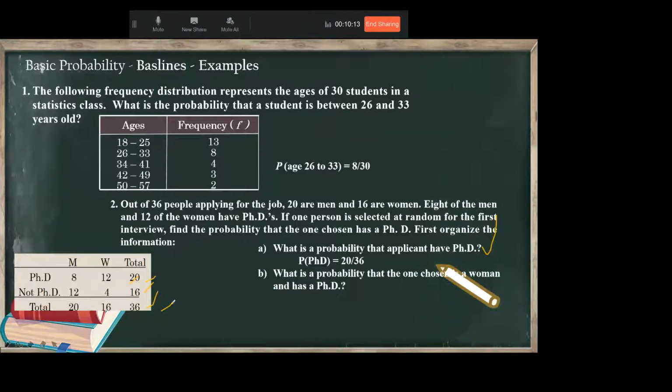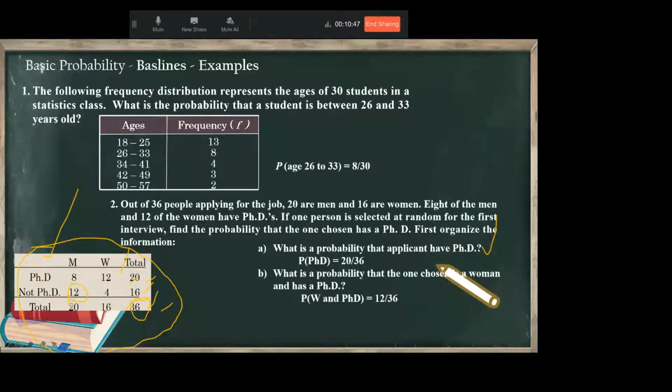What is the probability that the one chosen is a woman and has a PhD? Now this is the second one. So 12 PhD women from the total, right? It will be 12 by 36, because the total n is 36. Similarly, you can find the rest. If you have drawn the contingency table, it's really easy to calculate the rest. What is the probability of a man and not PhD? It's 12 by 36, right?